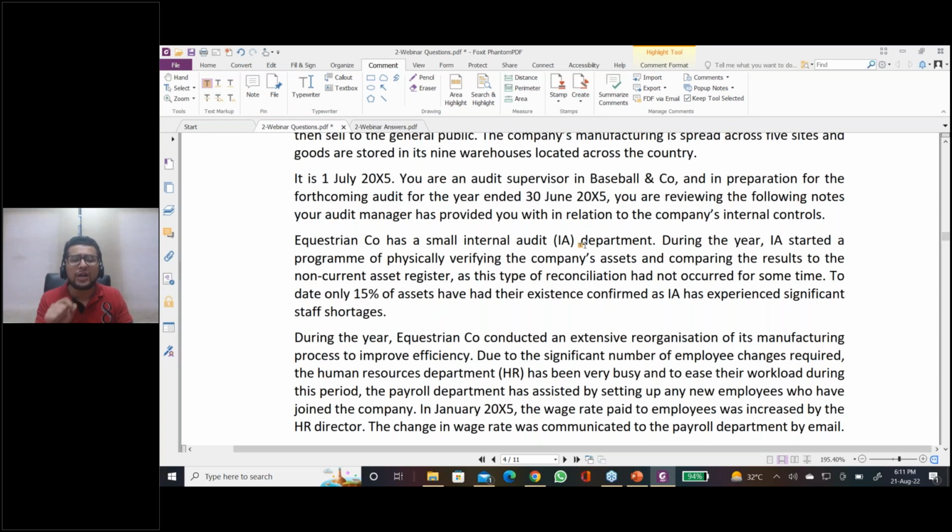It is July 1st and you are an audit supervisor, and the name of the audit firm is Baseball and Company, and you are in preparation for the forthcoming audit for the year ended 30th June. Okay, so the year end has gone by. It's the 1st July now. Yesterday we realized that the year end is around the corner because the questions were for the planning or risk assessment stage. Now it's about the control stage. You are reviewing the following notes your audit manager has provided you with in relation to the company's internal controls.